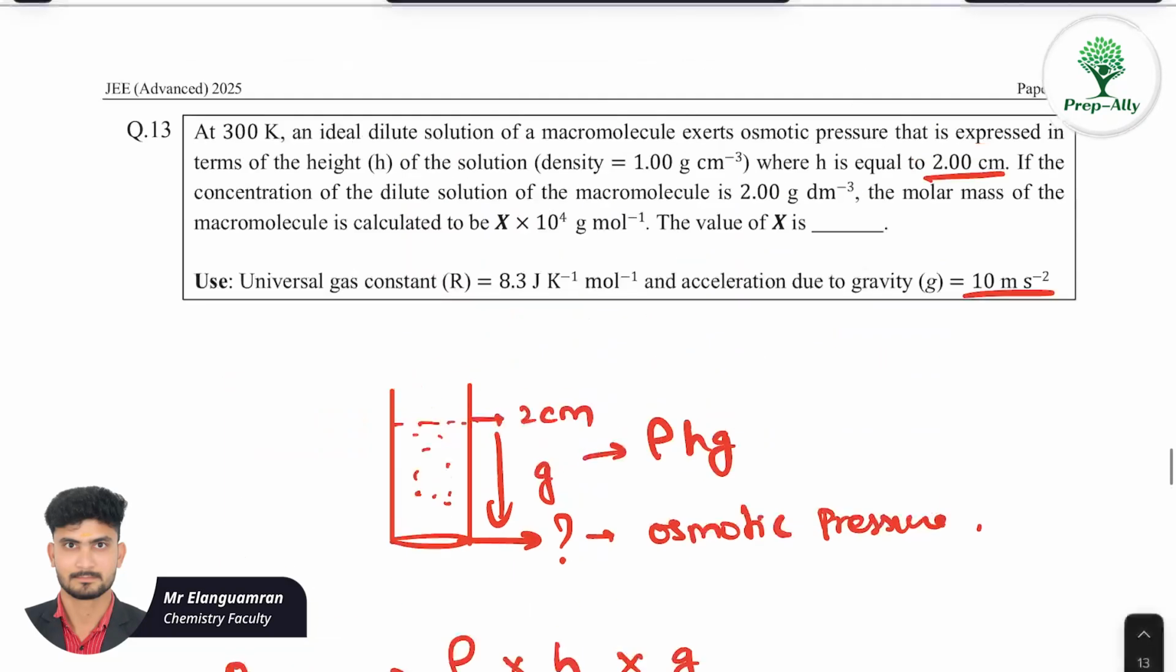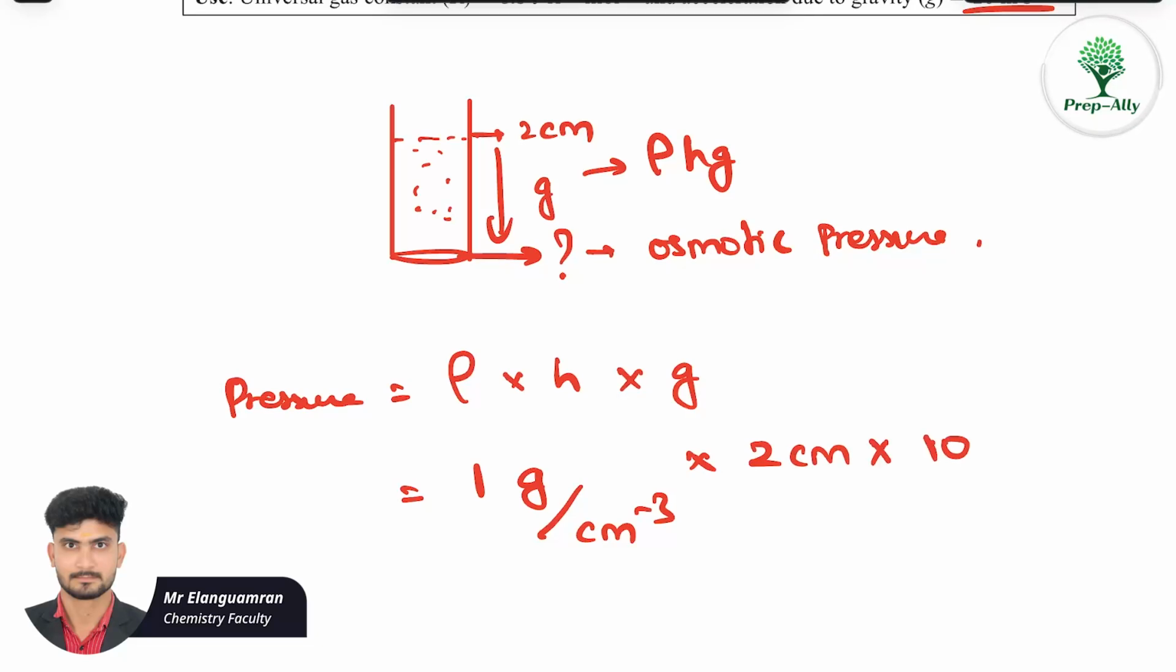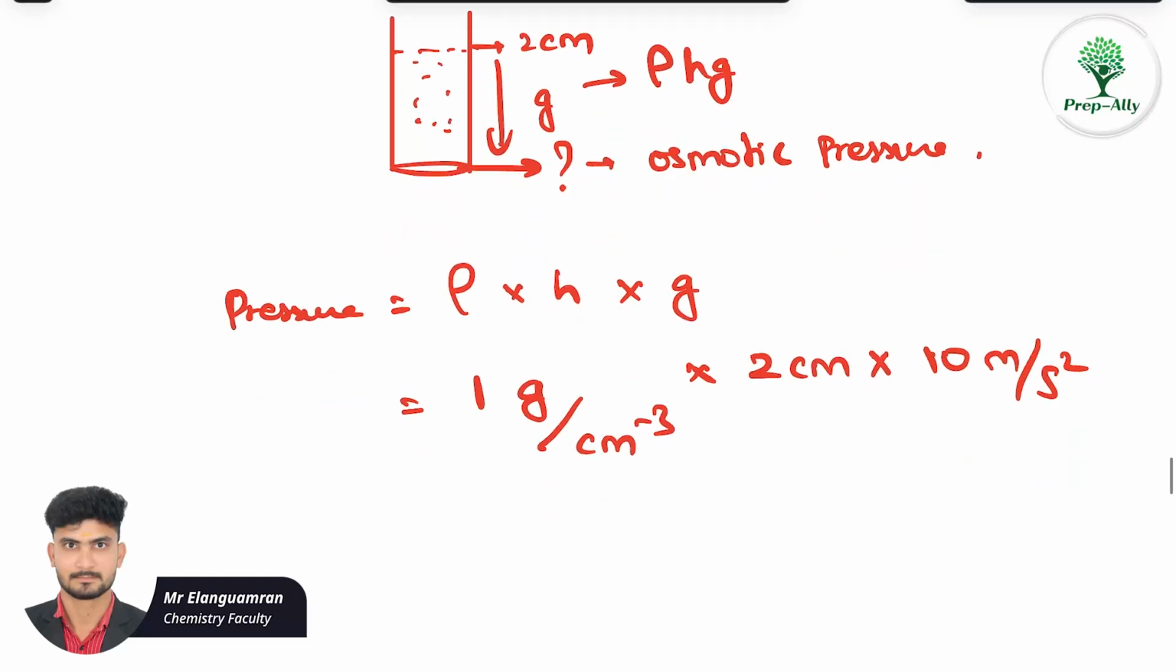So what is the density? That is going to be 1 gram per cm cube. So I can write this as 1 gram per cm power minus 3, into height, which is 2 centimeter, and gravity is going to be 10 meter per second square. So I have to convert into their respective SI units. So I have meter here.